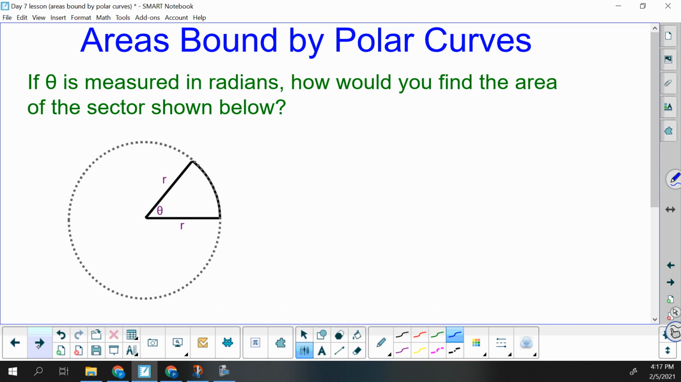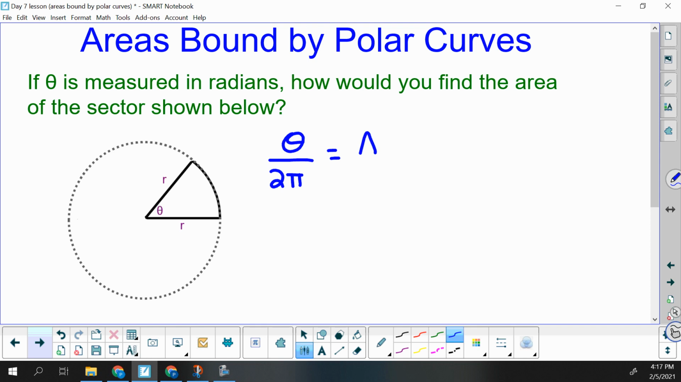All right, today we are going to work with areas bound by polar curves. So we need to go back to geometry first. When you had an area of a sector, so think of it as the area of a slice of pizza or area of a slice of pie, you set up a proportion. You did your partial angle theta over all the way around, which would be 2 pi. Now, you might have in geometry looked at it in degrees and said 360, but we're in radians and calculus, so we'll put 2 pi there.